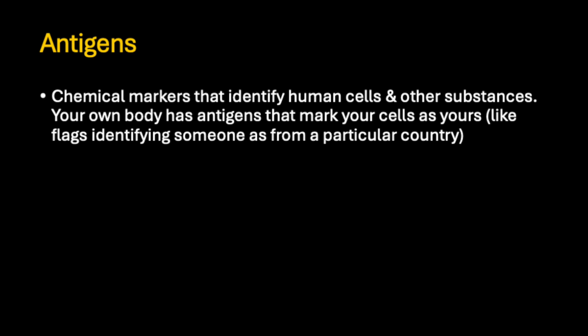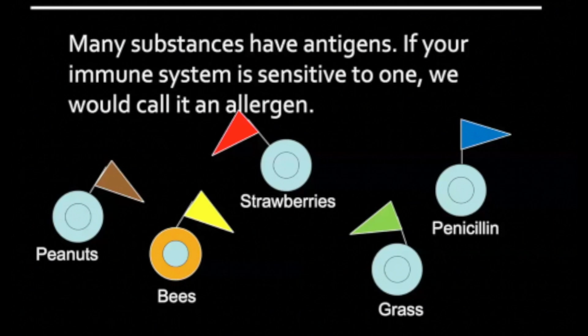So antigens are not bad things. But everybody has a different antigen. Everybody's cells and tissues have antigens. There are also antigens in stuff like pollen and grass. There are antigens in substances like penicillin and strawberries and bees and peanuts. So a lot of substances have antigens.